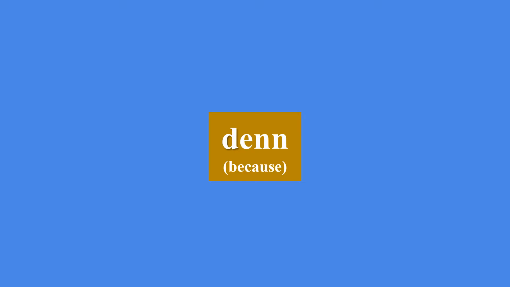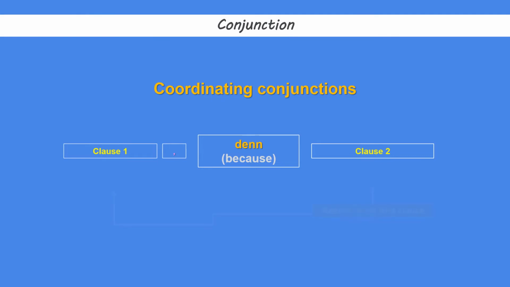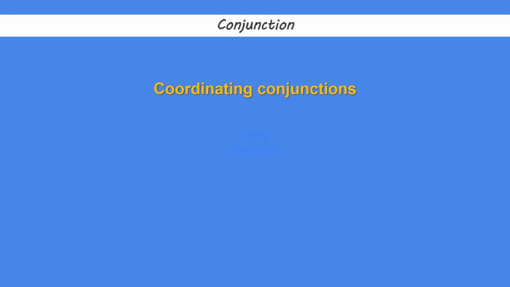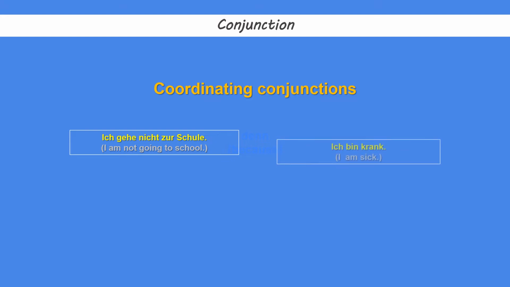Denn means because. The second clause is the reason for the first clause. For example, Ich gehe nicht zur Schule. I am not going to school. Ich bin krank. I am sick.